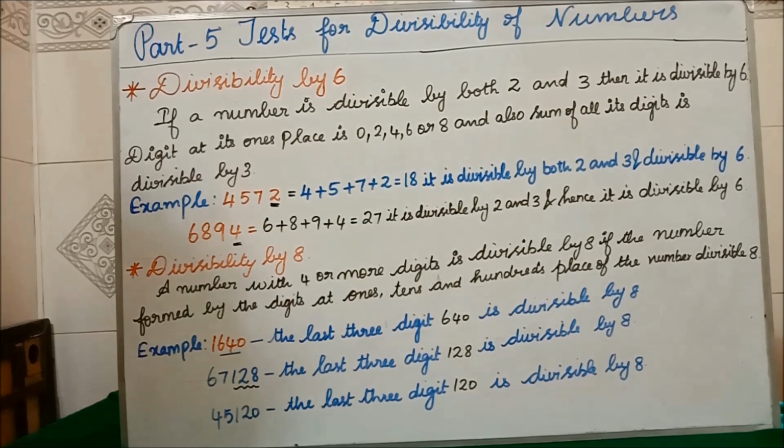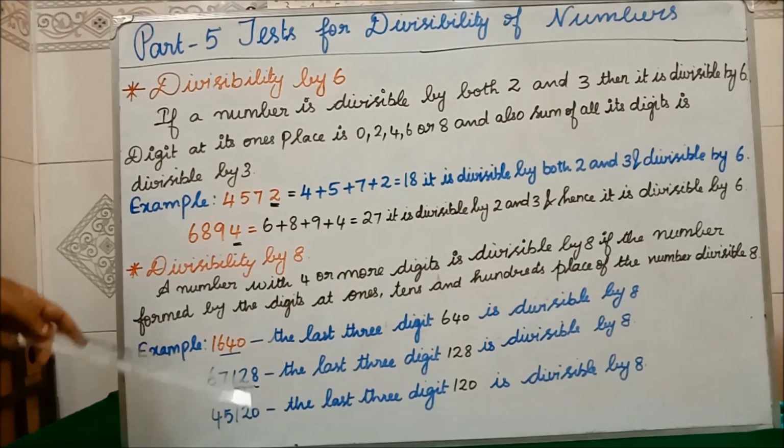Okay, the first example is 1640. You have to see the last 3 digits, 640. Is the number 640 divisible by 8, isn't it?